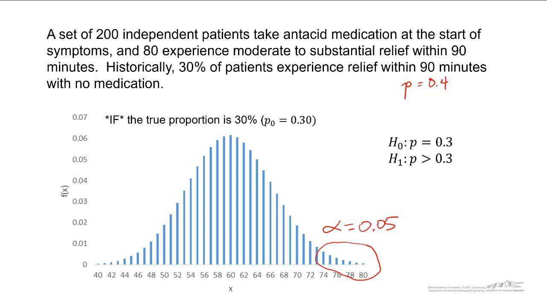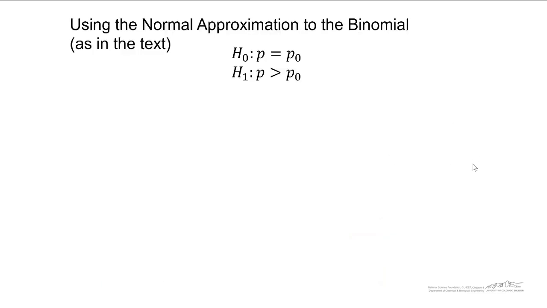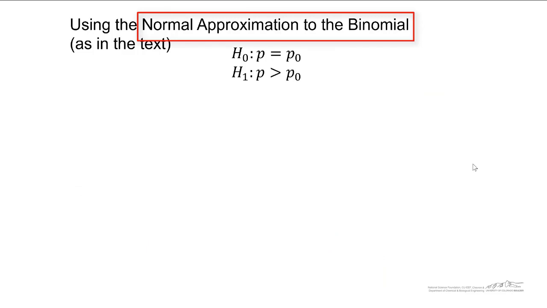And just looking at this distribution, you see that we have 80. 80 is very rare, and actually it's 80 and above, so we would tally that. So just looking at this graphically, it appears that we can accept our alternate hypothesis. However, we need to calculate actual numbers for this. The book goes into a method called the normal approximation to the binomial.